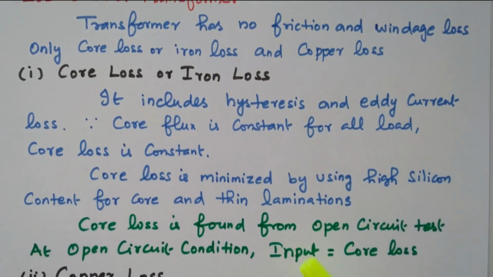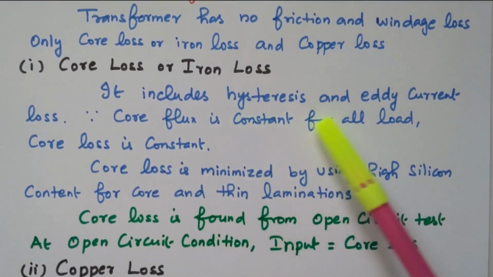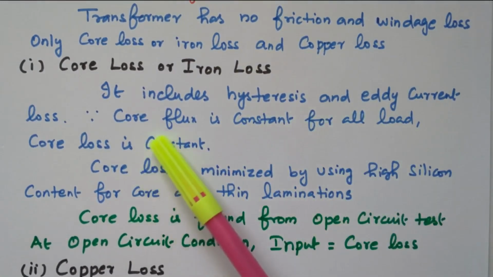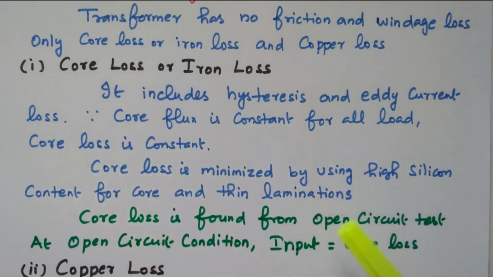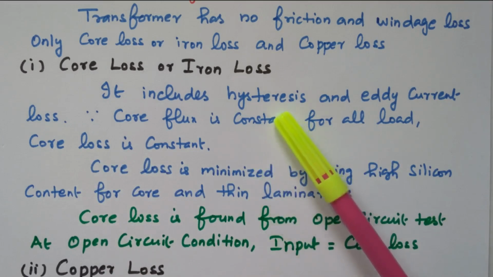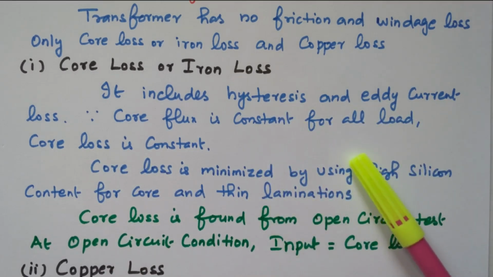What is the core loss? It includes the hysteresis loss and eddy current loss. That is, the core flux is constant for all loads, so the core loss is constant. Right. So this core loss is nothing but the losses due to the hysteresis and eddy current. It is independent of the load, so it is always constant.